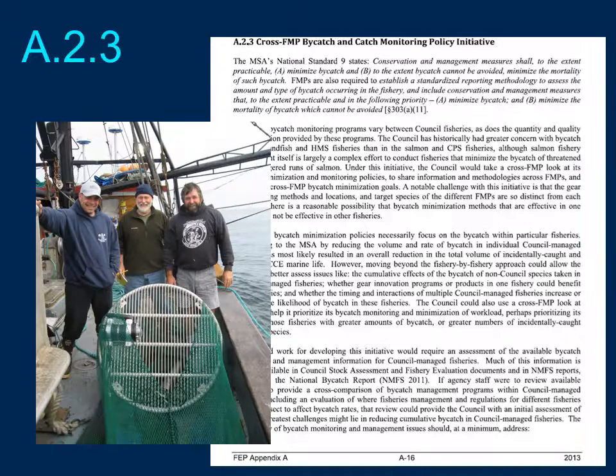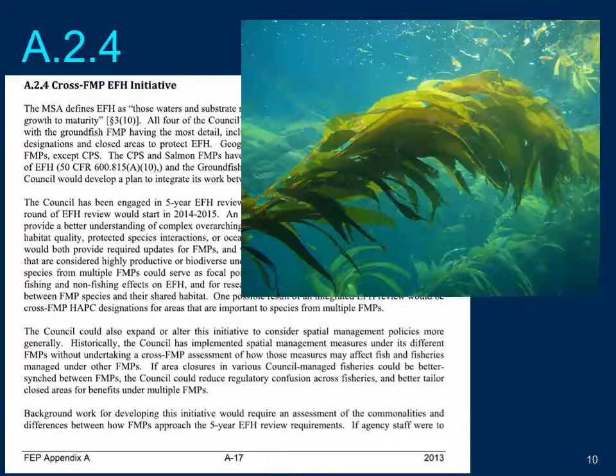Initiative A23 on pages A16 and A17 would assess bycatch levels and bycatch management and monitoring across council fisheries for a better picture of the cumulative effects of bycatch in council-managed fisheries. Initiative A24 on pages A17 and A18 suggests conducting the Council's 5-year essential fish habitat reviews as one ecosystem-wide review for the California current ecosystem, particularly looking at where essential fish habitat overlaps for species in different fishery management plans.